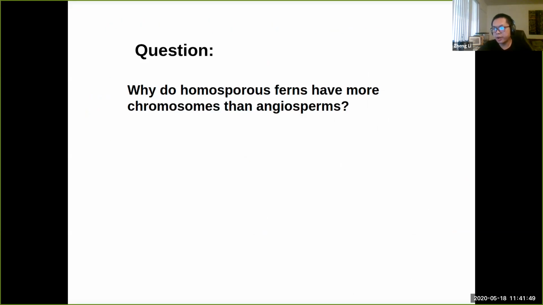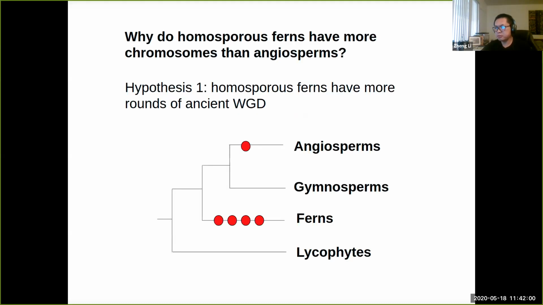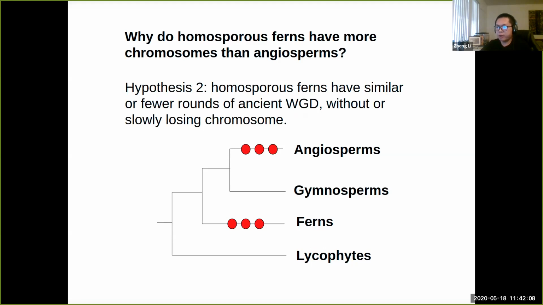So this goes back to the question: why do homosporous ferns have so many more chromosomes compared to flowering plants? The first hypothesis is that homosporous ferns have more rounds of ancient polyploidy. The other hypothesis is that maybe homosporous ferns have a similar or even fewer rounds of ancient polyploidy, but they tend to not lose their chromosomes, or they're losing their chromosomes in a really slow process.